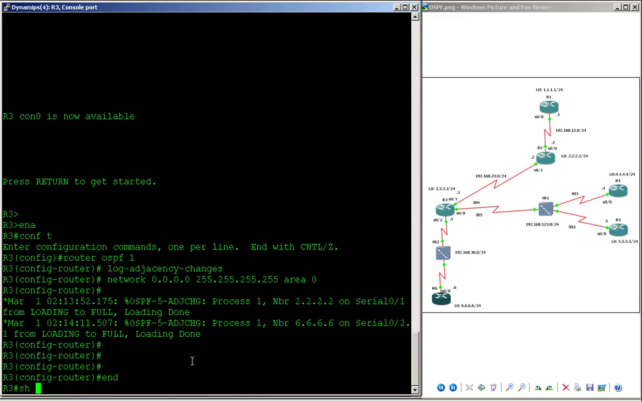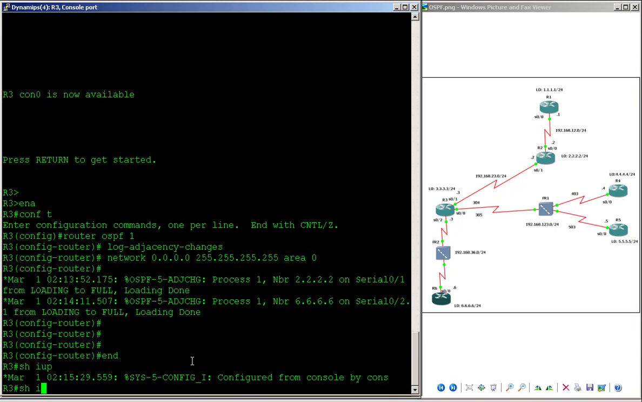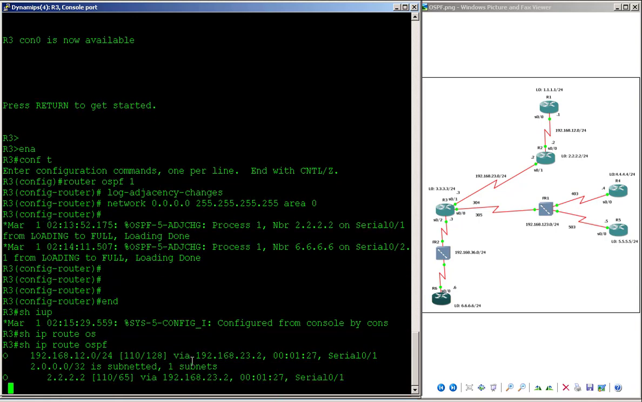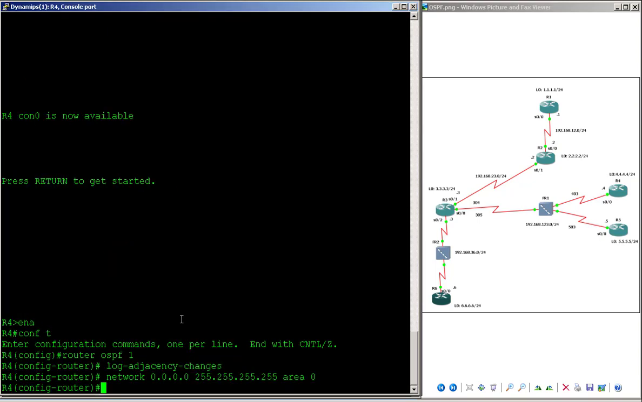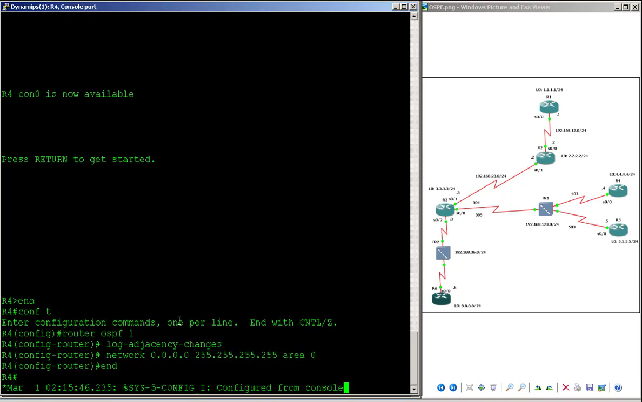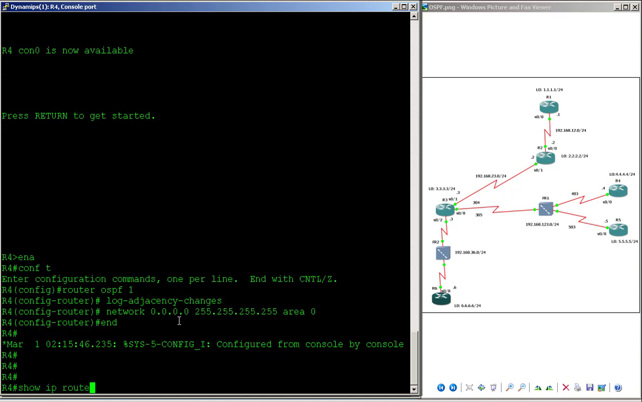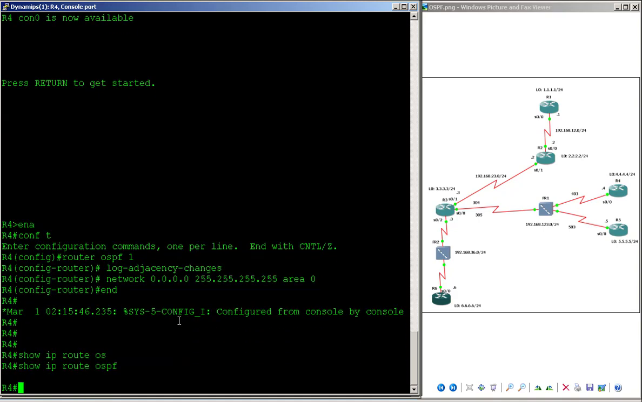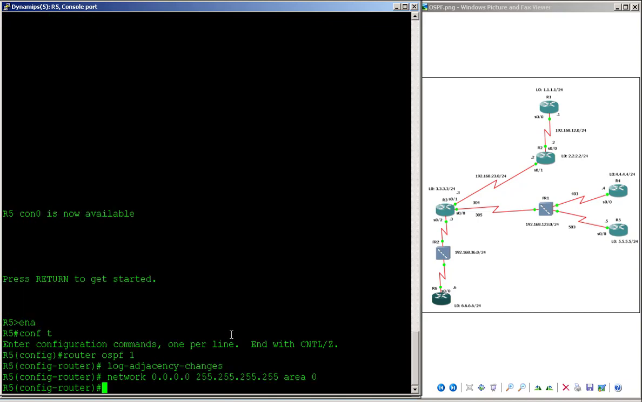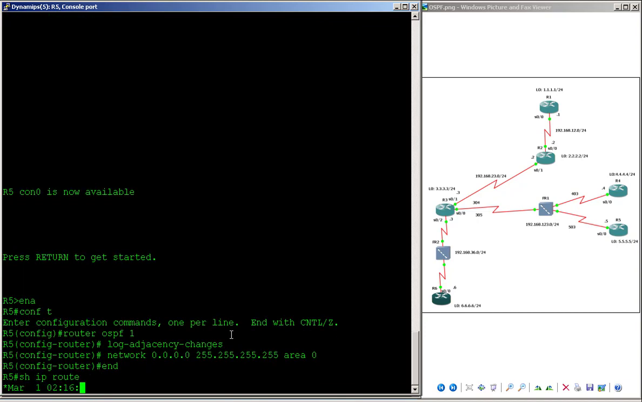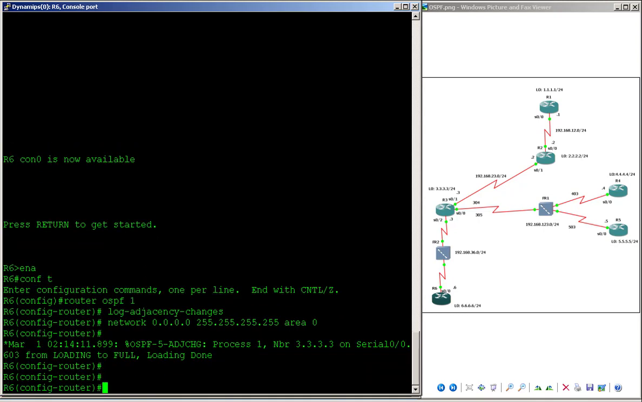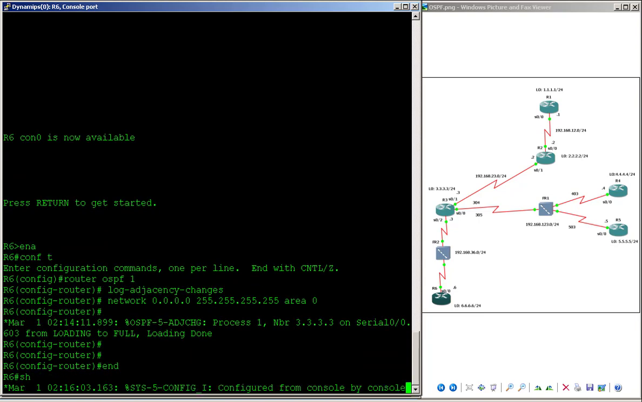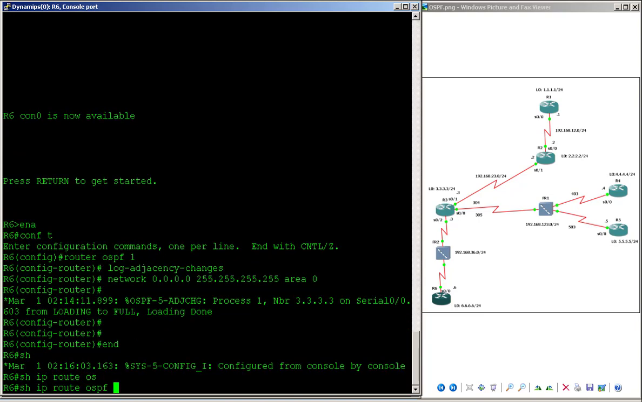Router 3, show IP route OSPF. And 2, 3 is himself, 4, 5 missing, and 6. So we see 4 and 5 is missing on all routers. Check here. Show IP route OSPF. Oh, there is no routing. Show IP route OSPF. Also, so 4 and 5 are not in the OSPF routing now.